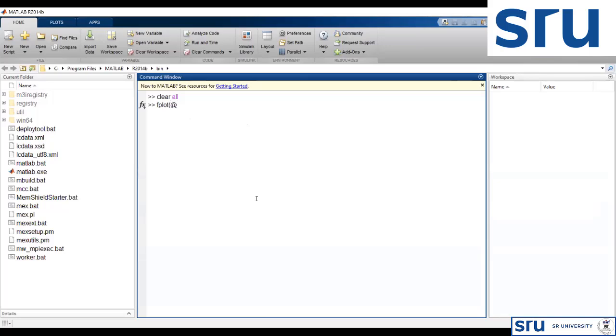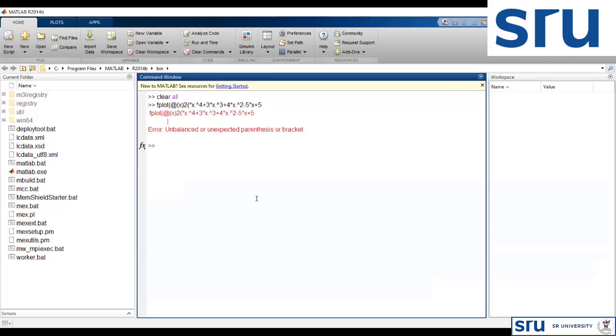Then your function value at the rate of x, then your function value is 2 into x to the power 4 plus 3 into x to the power 3 plus 4 into x to the power 2 minus 5 into x plus 5. So this is our function.